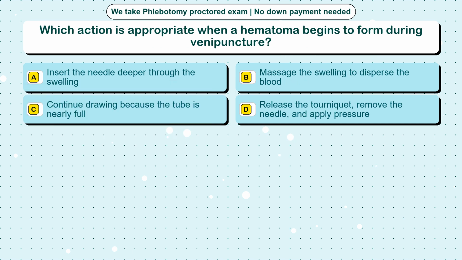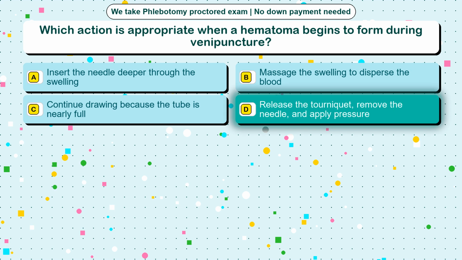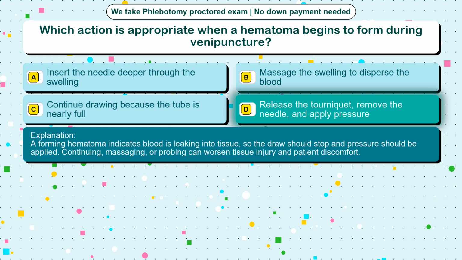Question 33. Which action is appropriate when a hematoma begins to form during venipuncture? Option A. Insert the needle deeper through the swelling. Option B. Massage the swelling to disperse the blood. Option C. Continue drawing because the tube is nearly full. Option D. Release the tourniquet, remove the needle, and apply pressure. The correct answer is option D. Release the tourniquet, remove the needle, and apply pressure. A forming hematoma indicates blood is leaking into tissue, so the draw should stop and pressure should be applied. Continuing, massaging, or probing can worsen tissue injury and patient discomfort.